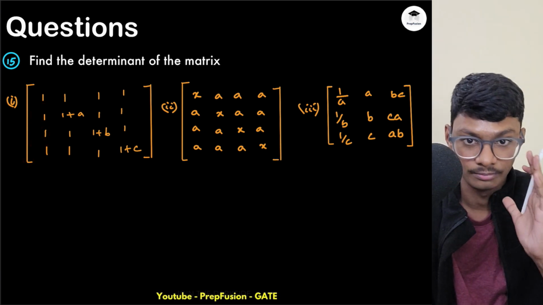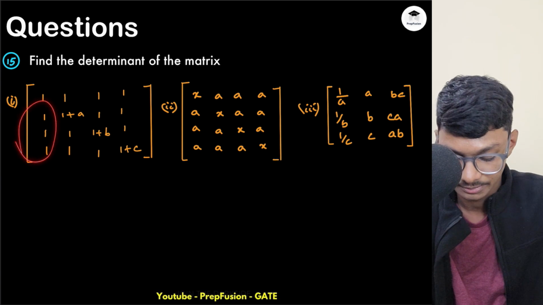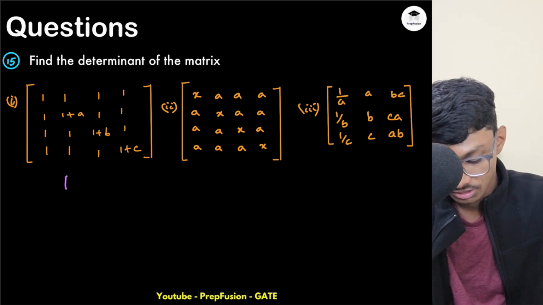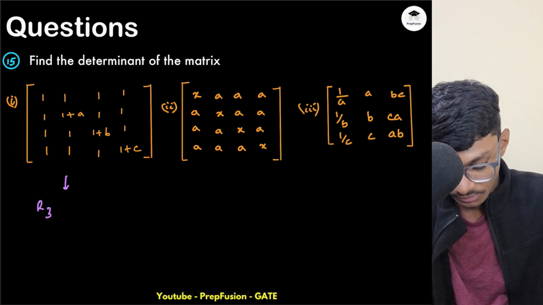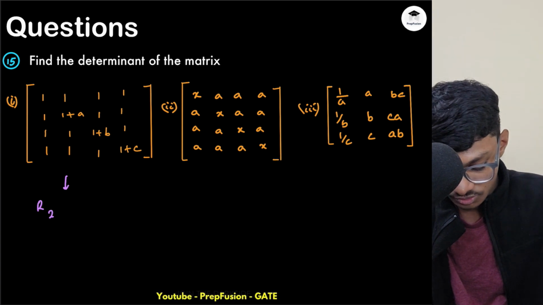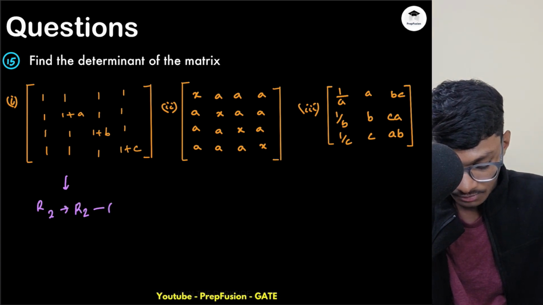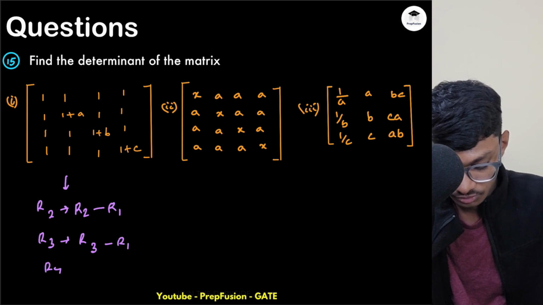Okay, that is a first priority to find the determinants: make as many zeros as possible. So I can do one thing, I can change all the rows, right? I can change row 2 to row 2 minus row 1, row 3 to row 3 minus row 1, row 4 to row 4 minus row 1.